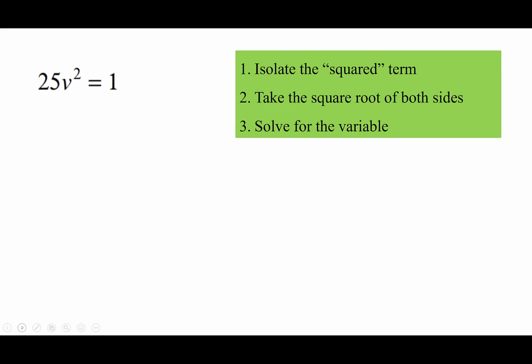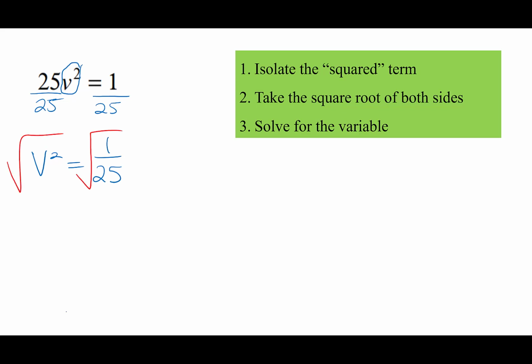All right, we're going to do the same thing. I want you to notice here that only the v is the term being squared. And so right now 25 is being multiplied by v squared. So this time we will divide. This is v squared equals 1 over 25. I'm going to take the square root of both sides. Okay, again, there's going to be a positive answer and a negative answer. This is going to be v is positive 1/4 and negative 1/4.